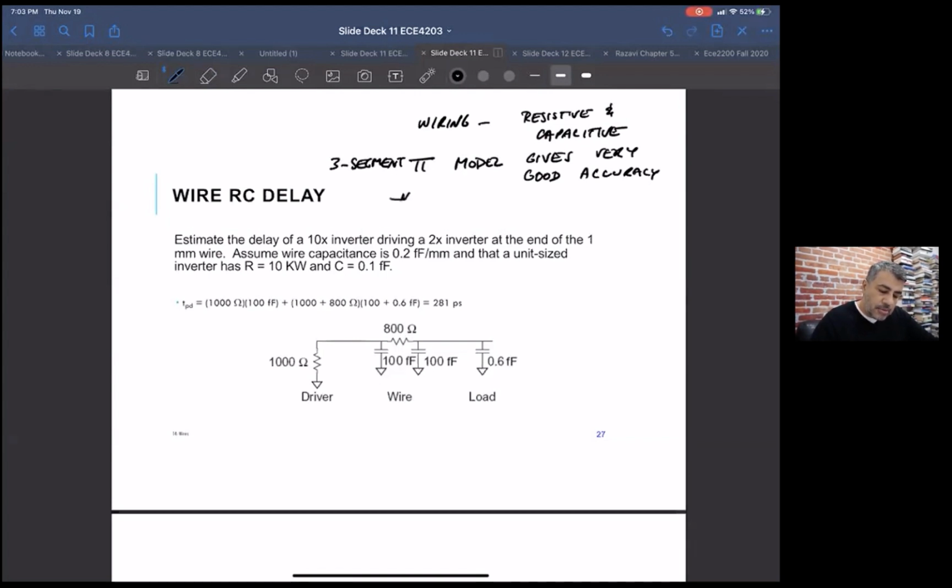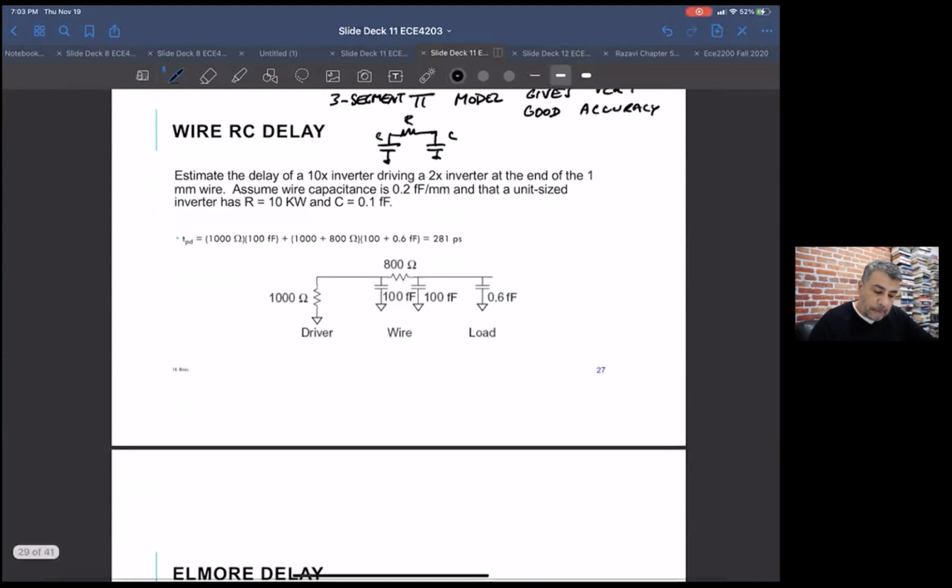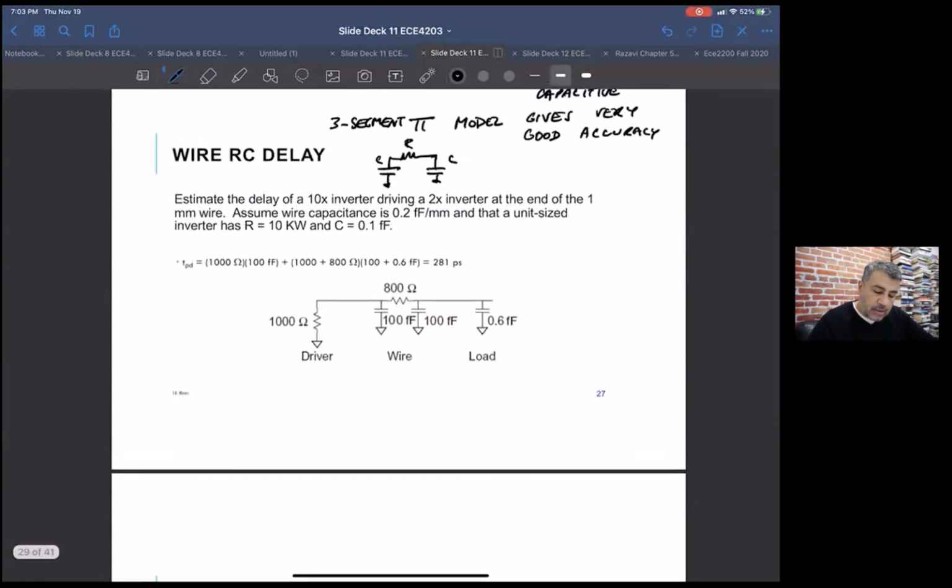And the pi was just dividing things up into R, C, and C, and basically using 3 of those segments. And then we used this example where, when we were calculating the delay of gates, if you guys remember, let's say we had a 10x inverter, we had an R over 10 resistance, and let me actually do this.